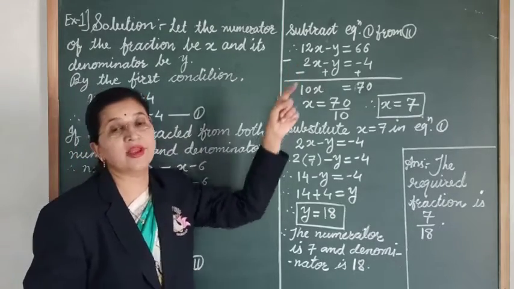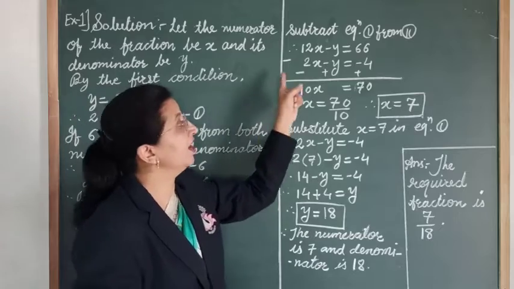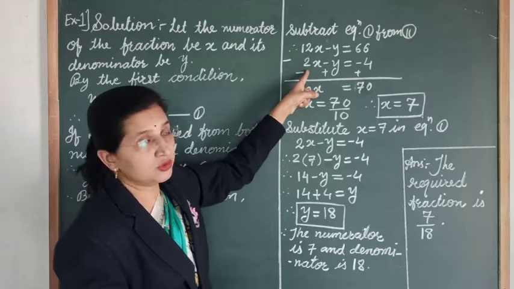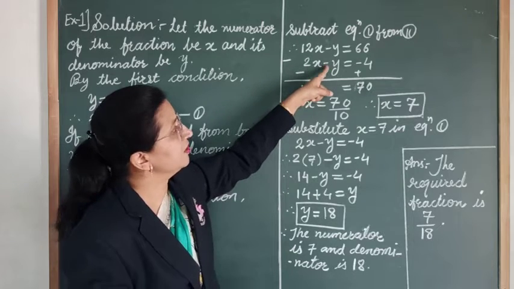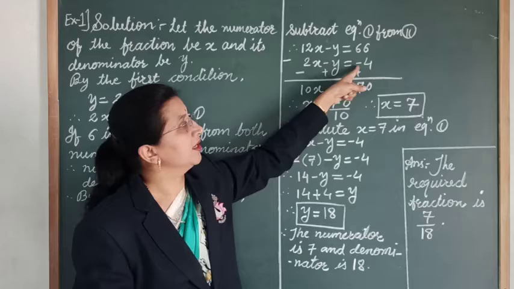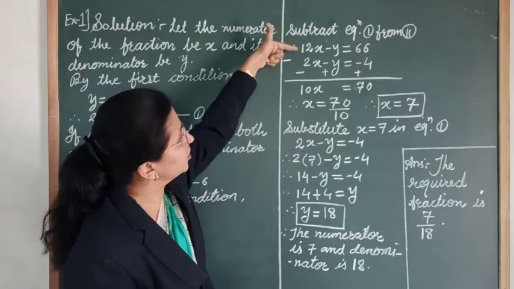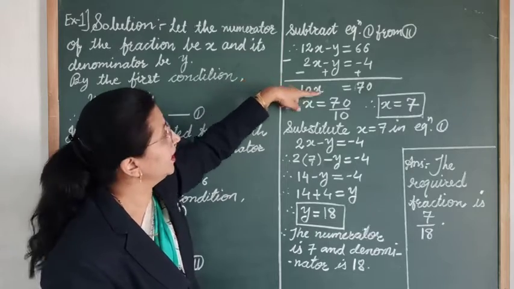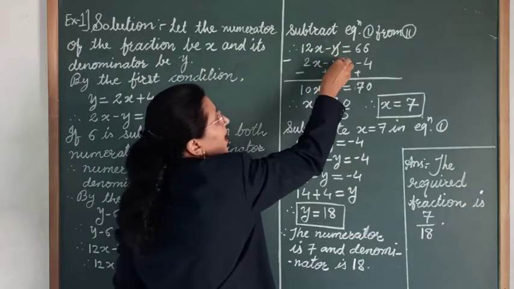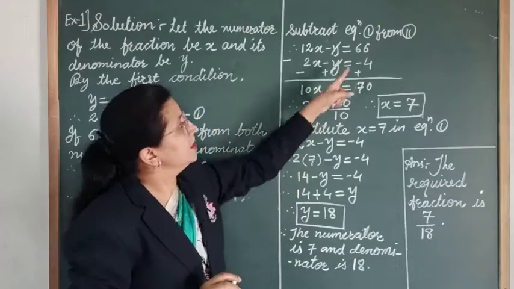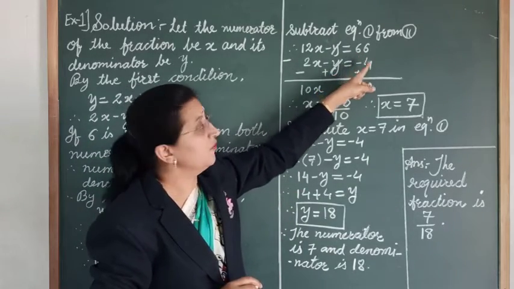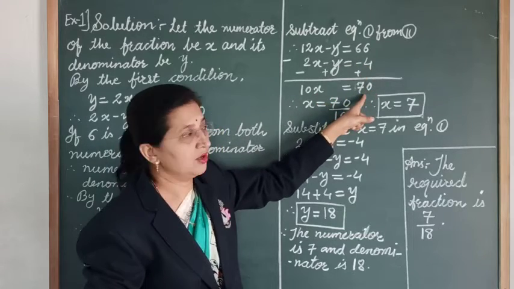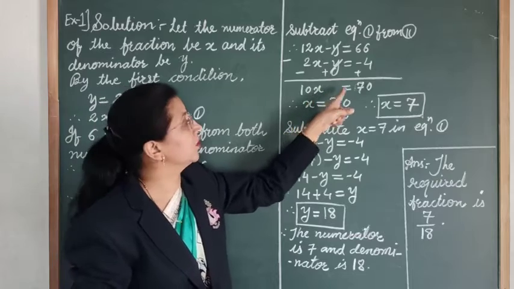Dear students, as here we are subtracting, we have to change the sign of each term which we are going to subtract. So here 2x is positive, it will become negative. Negative will become positive. Negative will become positive. So 12x minus 2x, that is 10x, is equal to, now here negative y and positive y will get cancelled. 66 is positive, 4 is also positive, same sign, addition. 66 plus 4, that is 70. So in this way we got 10x is equal to 70.